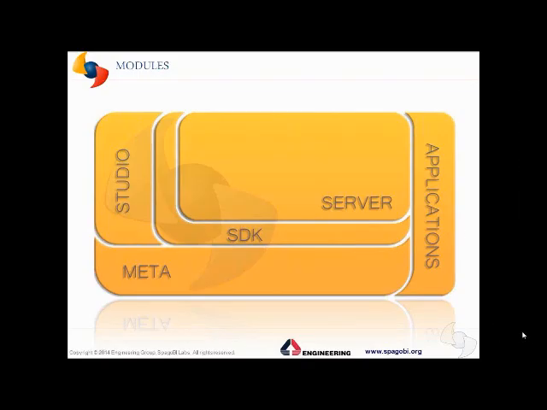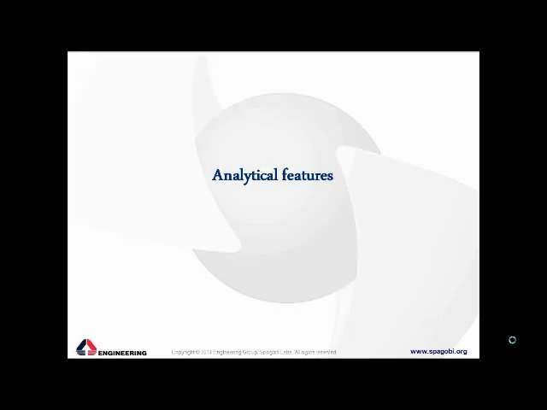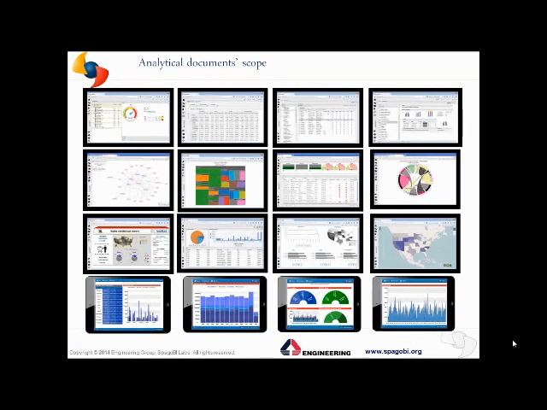Okay, so this said, we can move to analytical features. Here you have, it's just to show how many things you can do. So you have reports, charts, composed documents. You have more advanced types of analysis, like, for example, network analysis. You have location intelligence. You have real-time analysis. You have KPI. You have OLAP navigation.